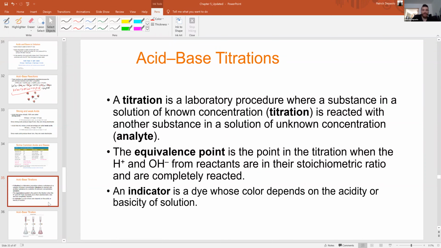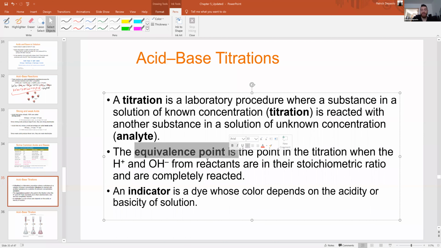That's it. And the way these work is you add base until you get an equivalence point. The equivalence point is when the concentration of H plus and OH minus, meaning the acid part and the base part, is equal. They're in a stoichiometric ratio where they're completely reacted and their concentrations are equal, most likely. And you have a pH of 7, it's neutral.